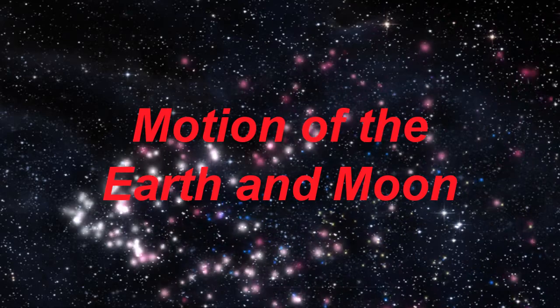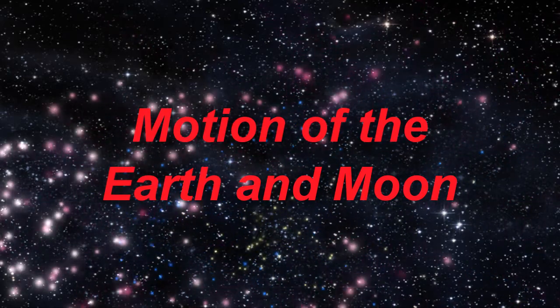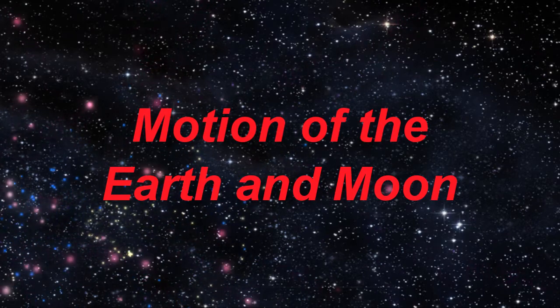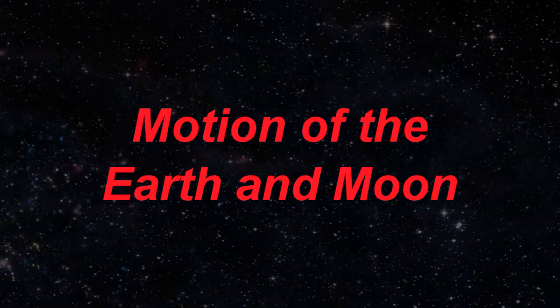In this video, we're going to talk about motion in the solar system, and I'm primarily talking about motion of the Earth and Moon. Now as you watch this video, I need you to keep two key definitions in mind. They are rotation and revolution. These are the key ideas to a lot of phenomena that takes place in our solar system, so you really need to understand them well.